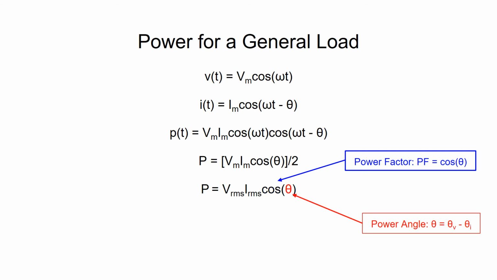When we wrote this expression for the voltage, we assumed that it was a cosine with 0 phase angle. However, it could have had a non-zero phase angle, which we would call theta sub v, and the current could have its own phase angle, which we would call theta sub i. We define the power angle to be the difference between these angles.